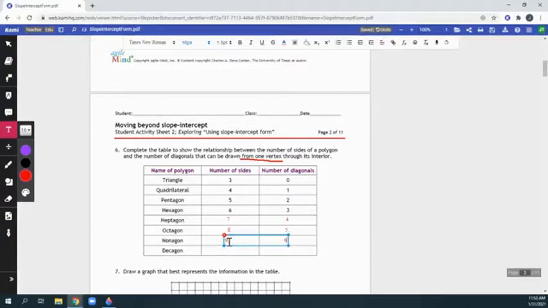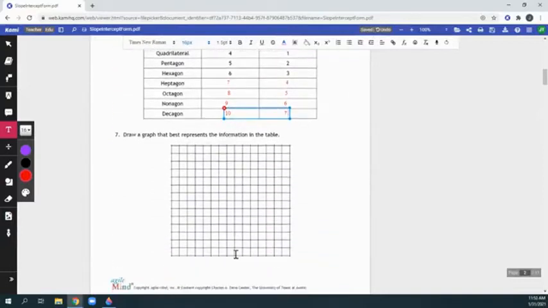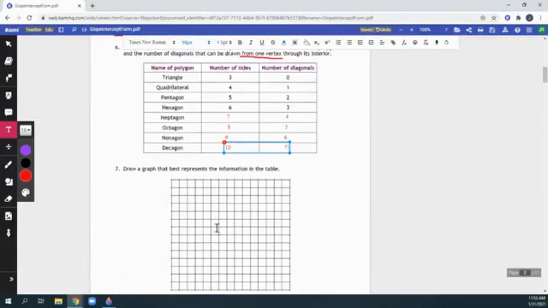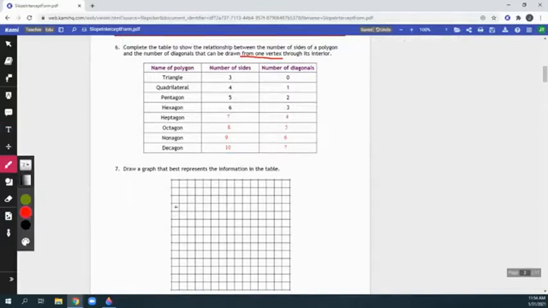And I get six diagonals from one corner alone. And if I have 10 sides in a decagon, I have seven diagonals from one corner. Okay, we're going to graph this information, and we'll do it like this. We don't have negative sides, so we're going to have sides going down to zero. I'm going to go like this.